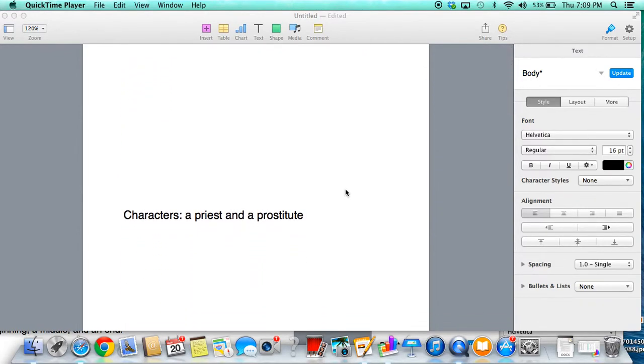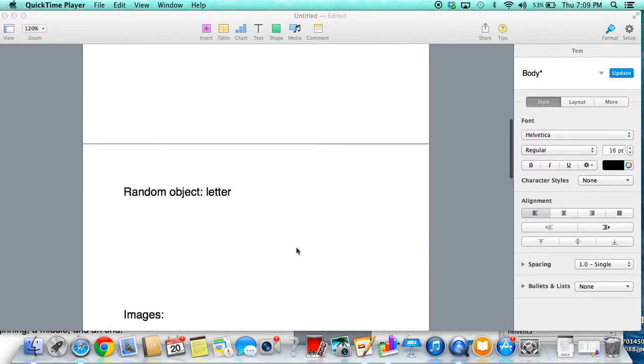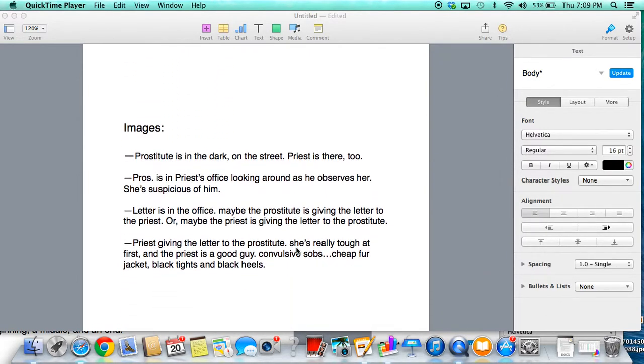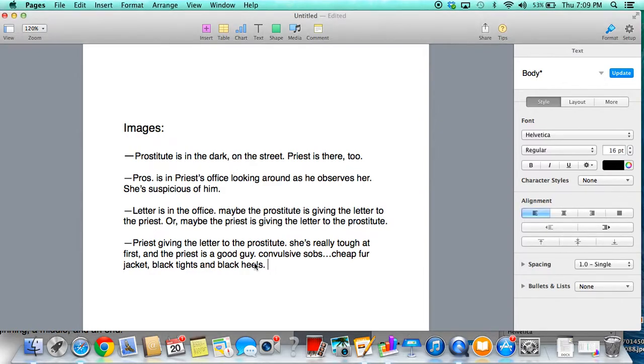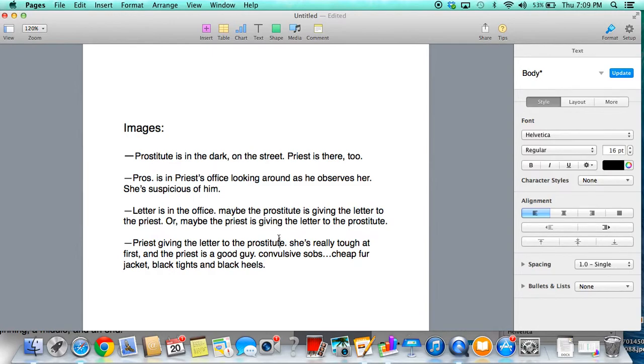We established opposites. We have a priest and a prostitute. That should create some kind of tension or conflict, just the fact that we have such opposites here. And the random object that I chose was a letter. And the images that I'm working with are these here. These are from the beginning, so you can look through these. But in the interest of time, I'm just going to go ahead and get moving.